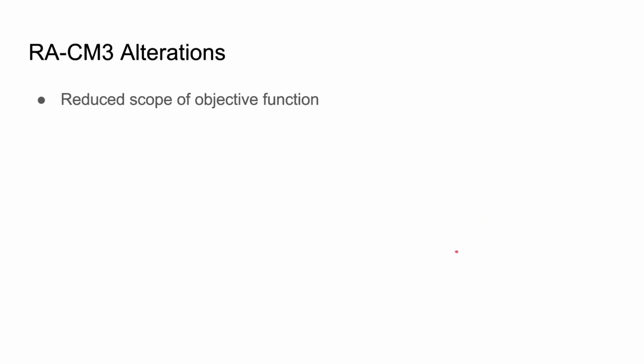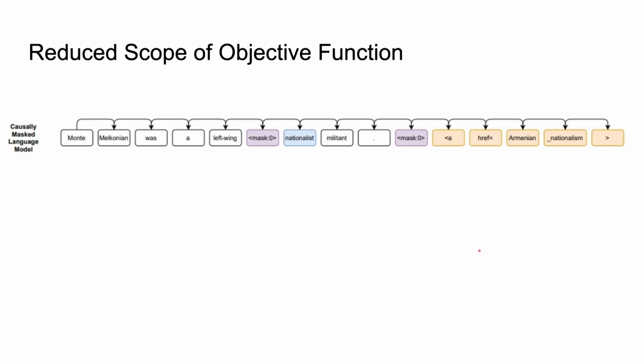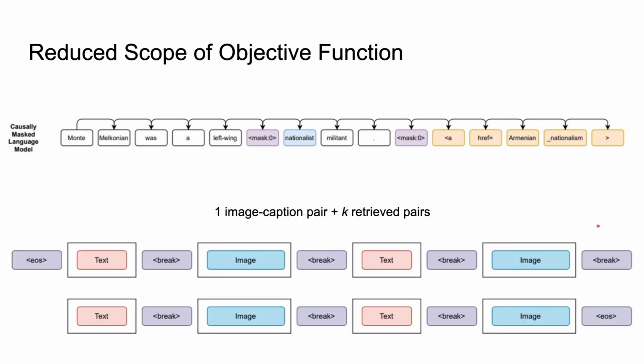So the alterations that were made to this architecture, CM3, are, first, they reduced the objective function down to a more simple form. Let's recall again that this is what a typical input sequence will look like after being doctored to fit CM3 for a causal multimodal mask. And this is what a combination of the query document and the list of retrieved documents will look like.